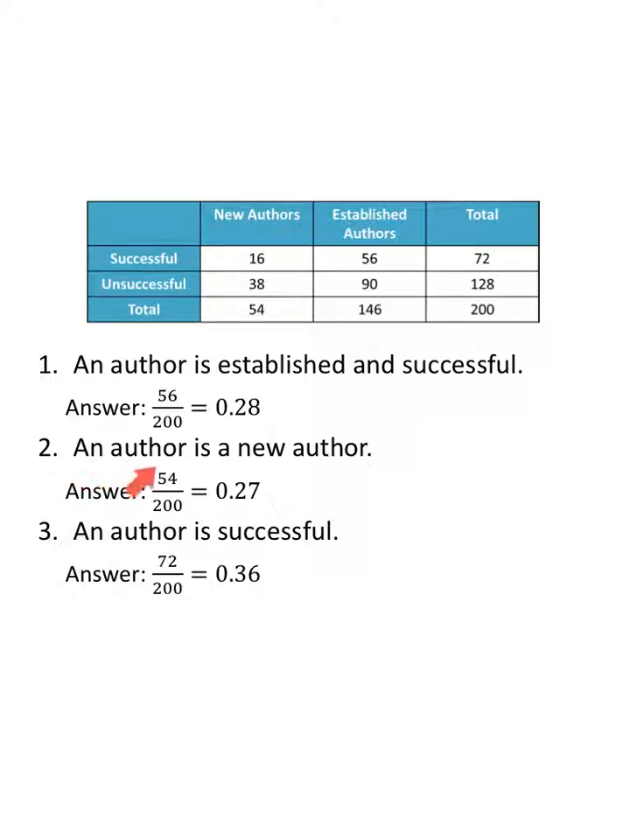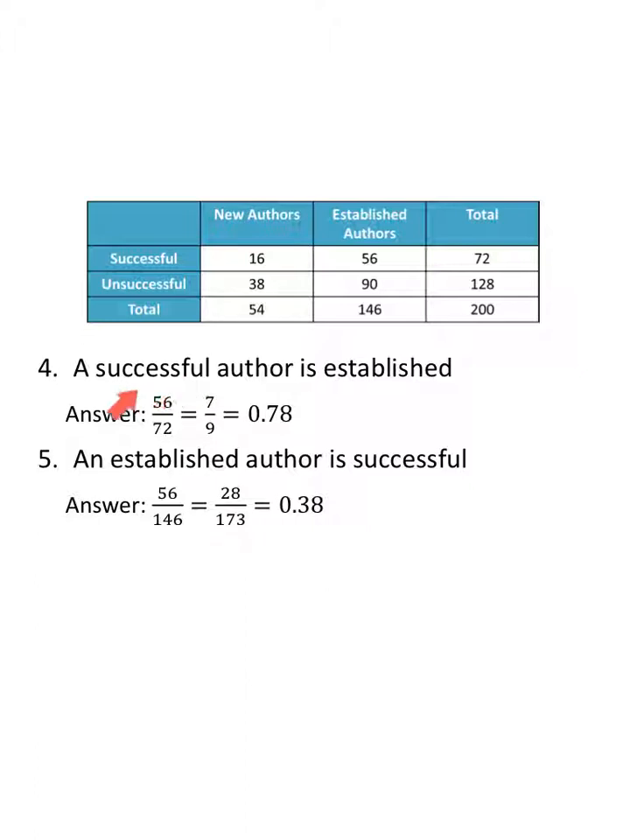Again, an author. So I'm looking at all 200 of them. I just want the new authors. There's 54 total new authors. It's 27%. An author, so I take all 200 of them, is successful. Successful authors, 72 total. Now let's get into some particulars.